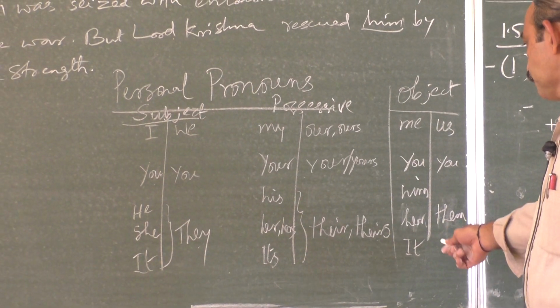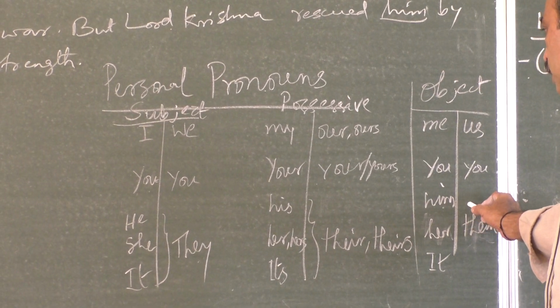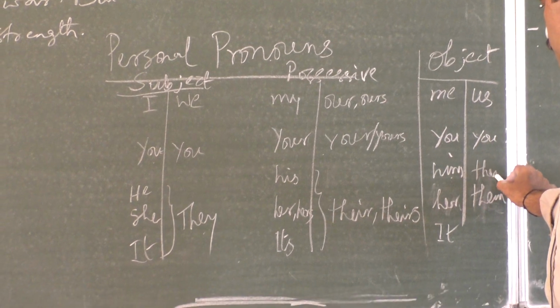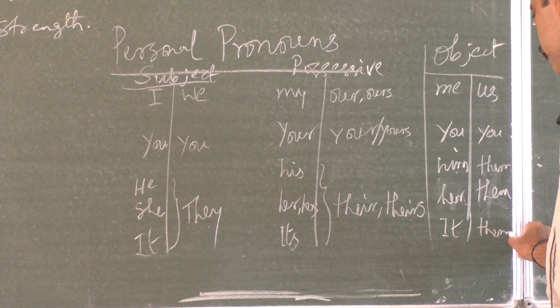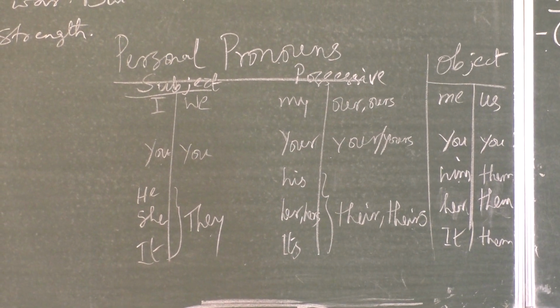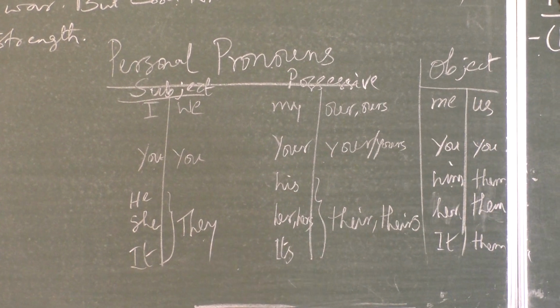And him, singular; plural, them. Her, them, it, once again them. Hope that you have understood this. And this is the plural column, this is the singular column.